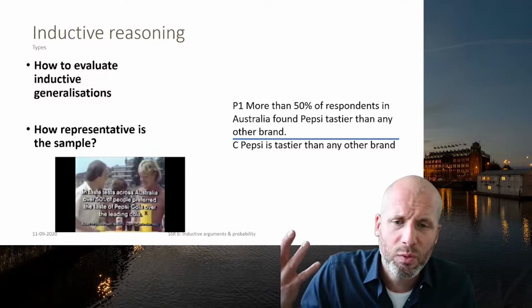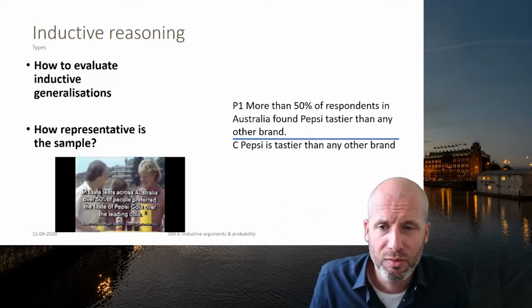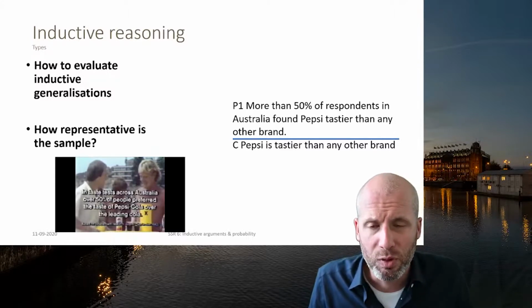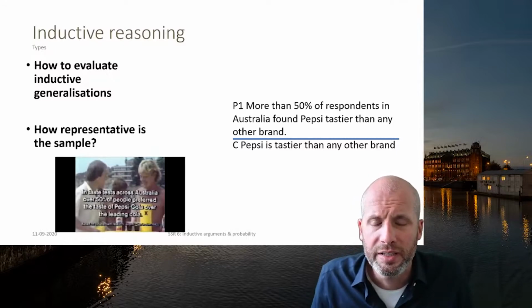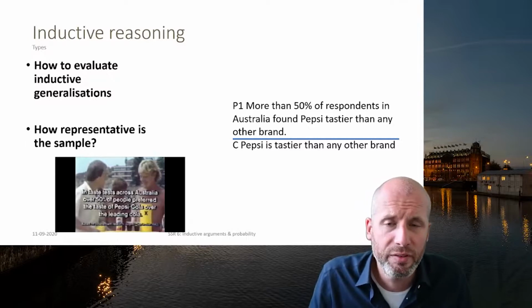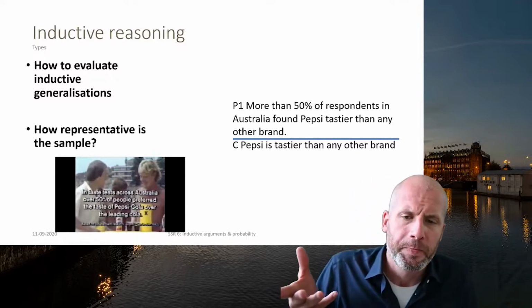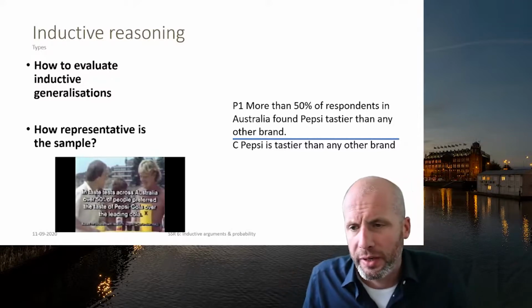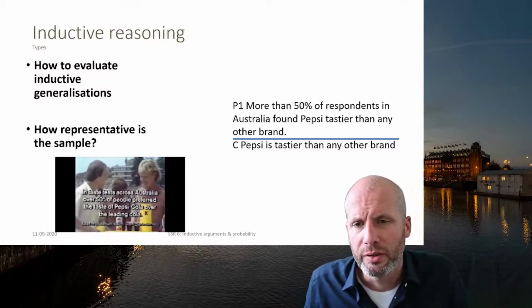But you could even wonder whether, if we're just concluding that Pepsi is tastier for Australians than any other brand, that would then be forceful. I would still argue no, because we don't know whether this is a good sample, the way the sample was drawn from all Australians, whether it's representative for all Australians. So what we're talking about here is how representative a sample is to draw a conclusion.